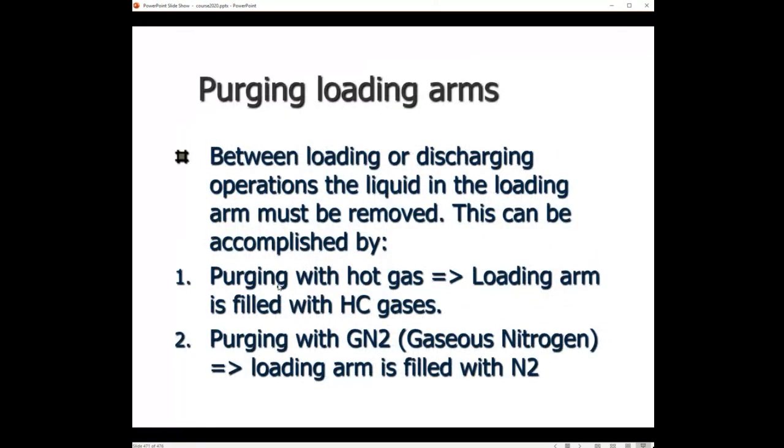After the operation, we need to purge the loading arms. The purging can be done with either hot gas or nitrogen. Gaseous nitrogen, of course, not liquefied nitrogen, gaseous nitrogen vapors. Purging with hot gas, that is on board of an LPG, we will start a compressor, and the discharge of the compressor we immediately send to the manifold. In this way, we push the liquid which is still remaining in the lines back towards the shore.